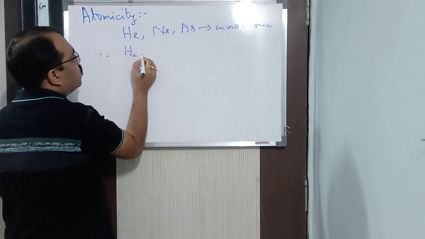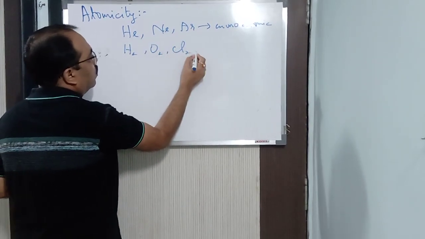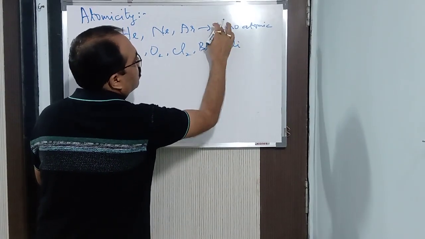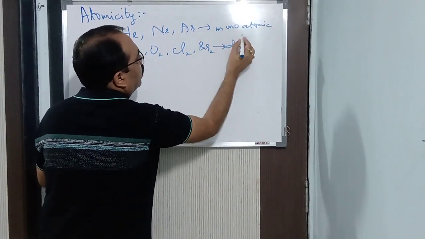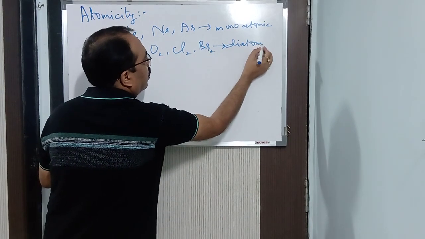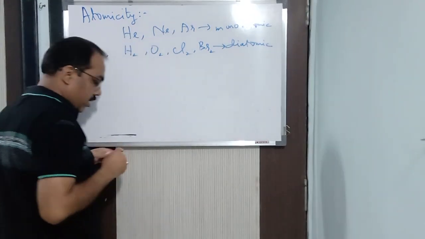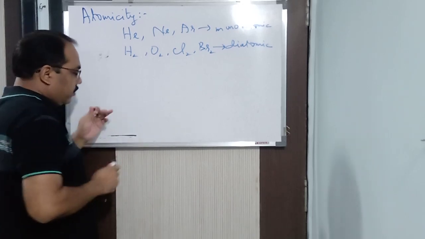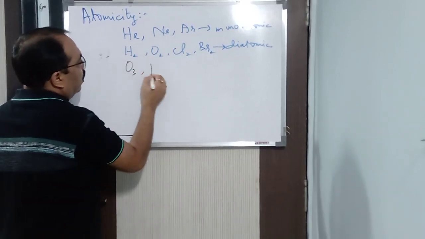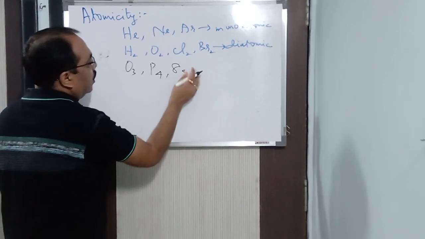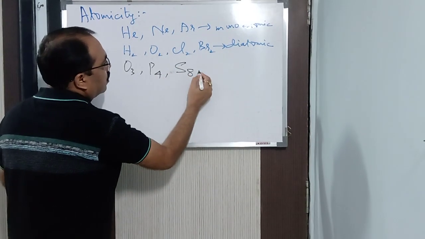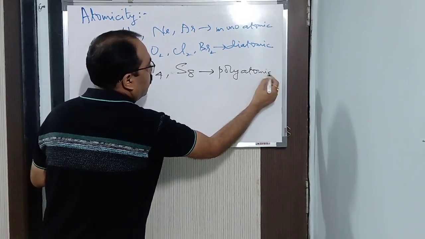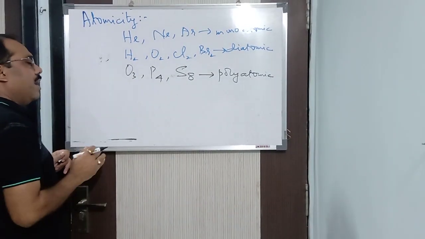When I write H2, O2, Cl2, Br2, they are diatomic gases. Here the atomicity is 2. Now, when I write O3, P4, S8, it is known as polyatomic. In this way, we can have different atomicity.